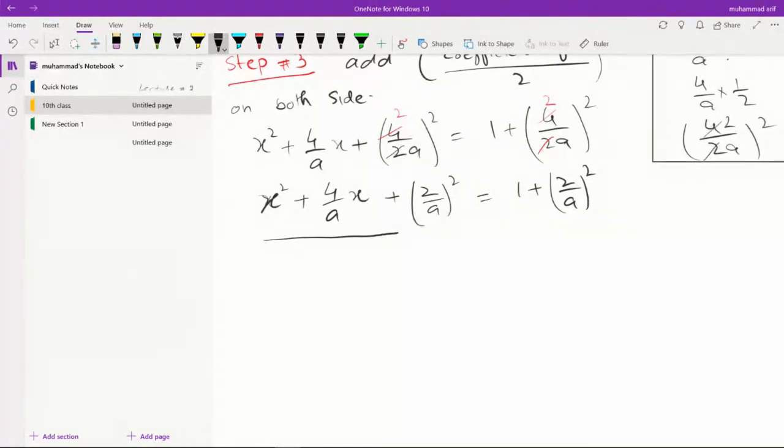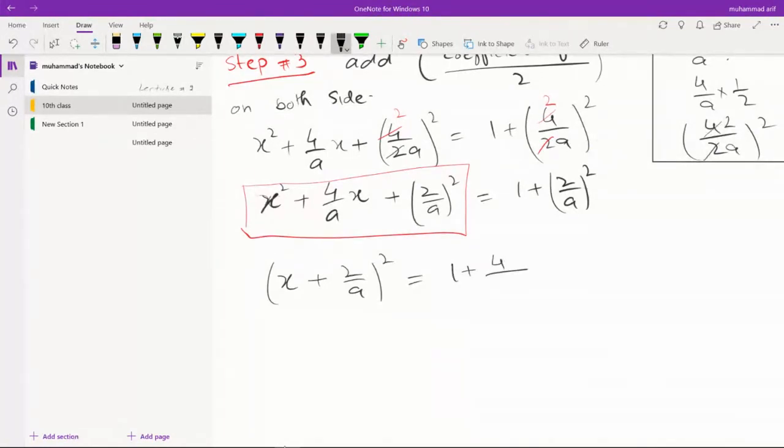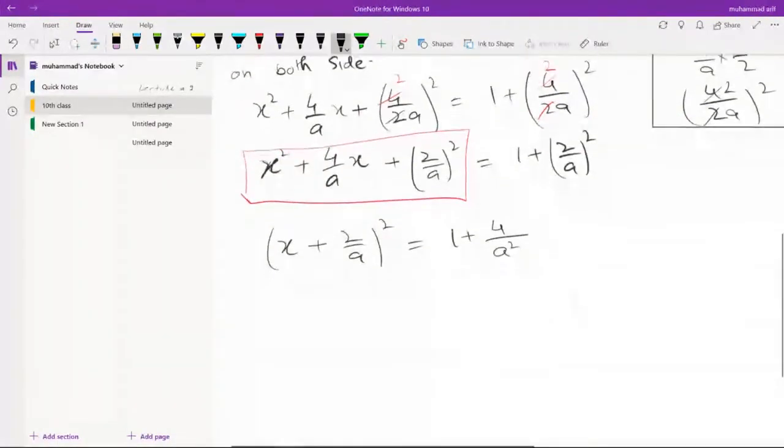On left hand side, it becomes a complete square. It becomes x plus 2 by a whole square equals to 1 plus 2 squared means 4, a square means a square.